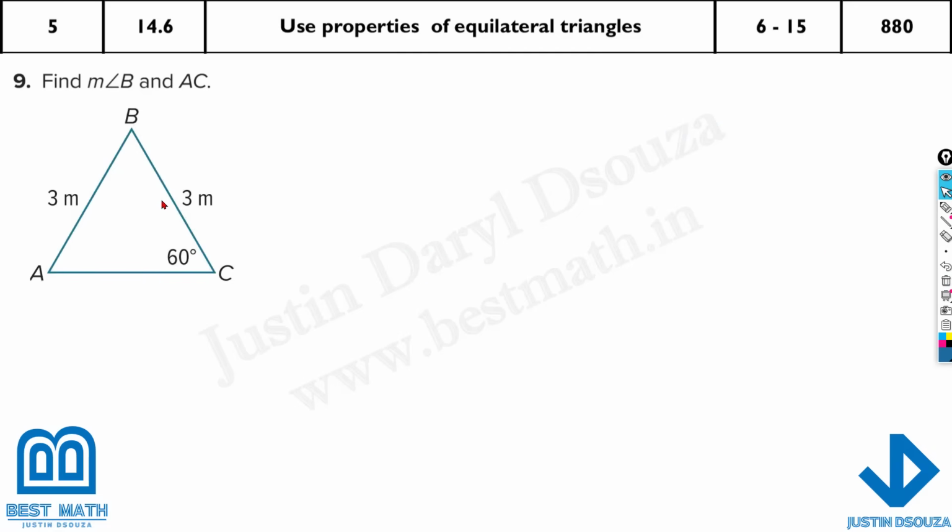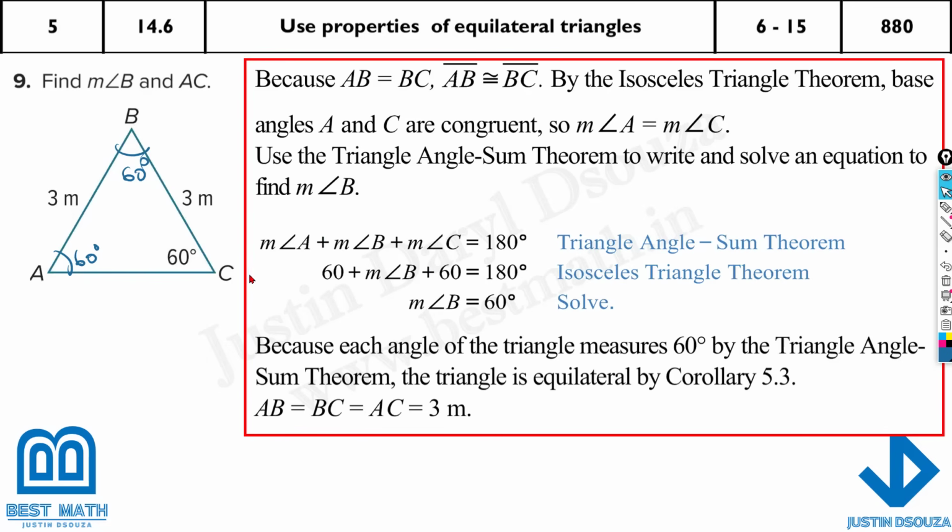What about this one? 3, 3, and there is 60. So now here, 3, 3, this has to be 60 and 60, and if it's 60, then all are 60. And that's it. Measure of angle B is 60, and AC is 3 because it's an equilateral triangle.